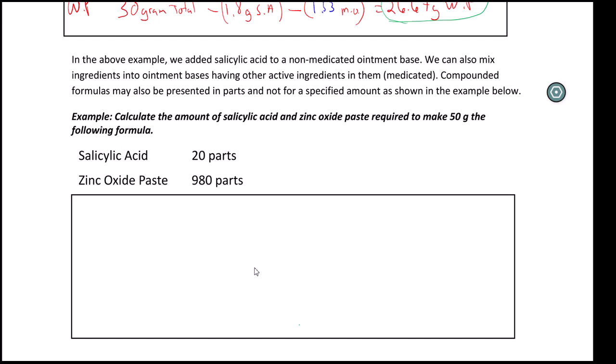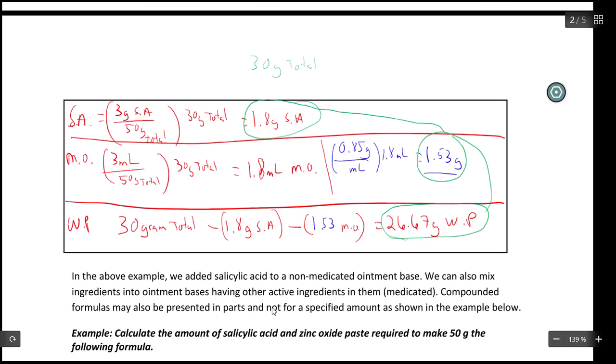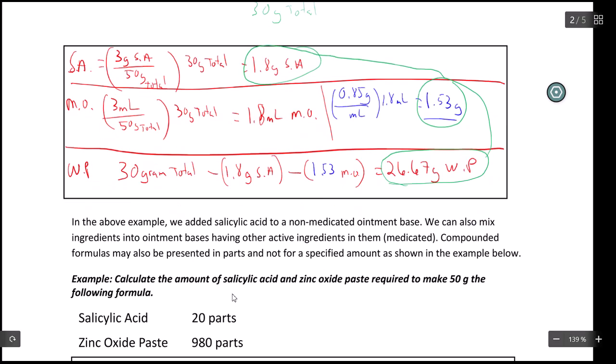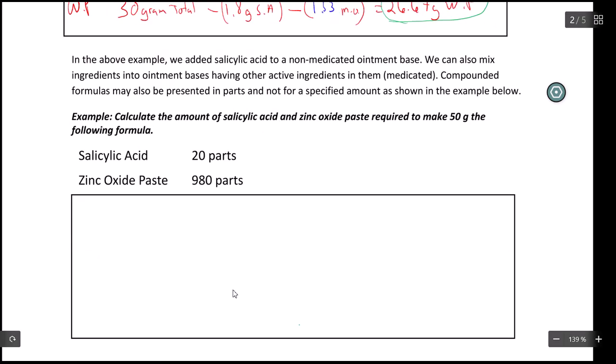So we can also at times add the drug into a medicated base. So we might have a situation where we have a base that already has something in it and we want to add a drug into it. And it might show in different ways. Instead of giving us specific grams or something, it might show parts.